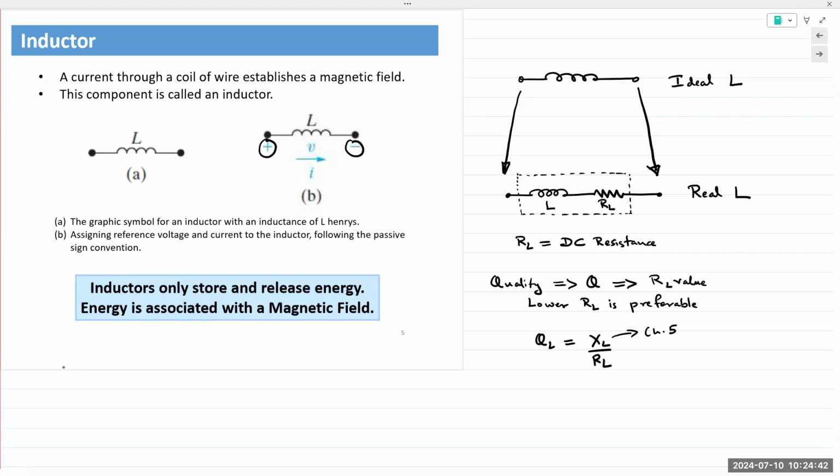If RL is 0, quality is infinite. Right? At least that would make sense. Even without knowing what XL is or what it does, RL is in the denominator. So if RL is equal to 0, quality is infinite. So the higher the value of the resistance, the lower the quality.